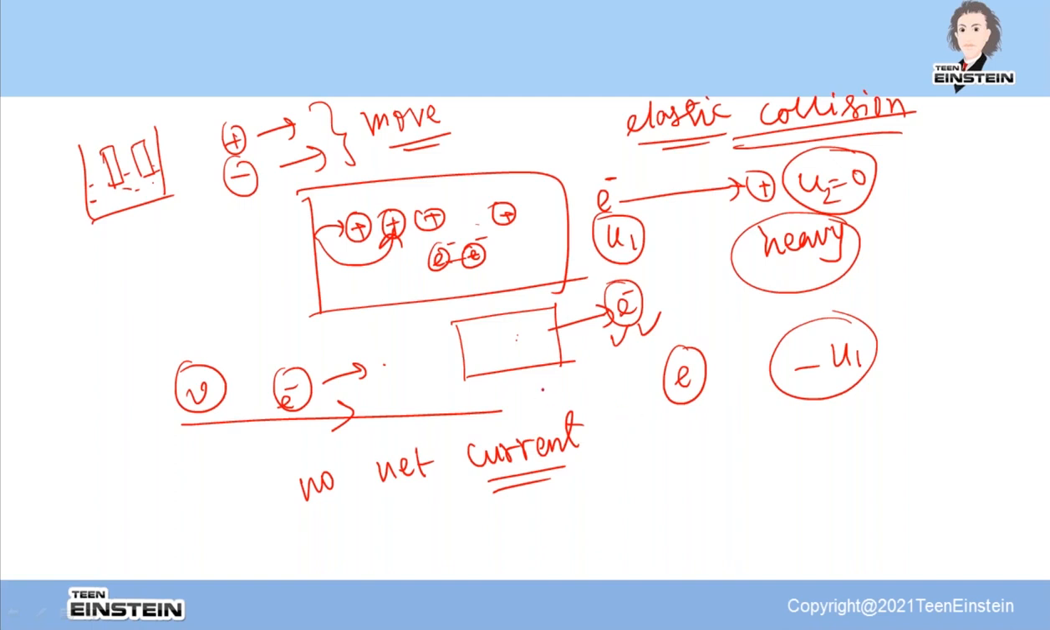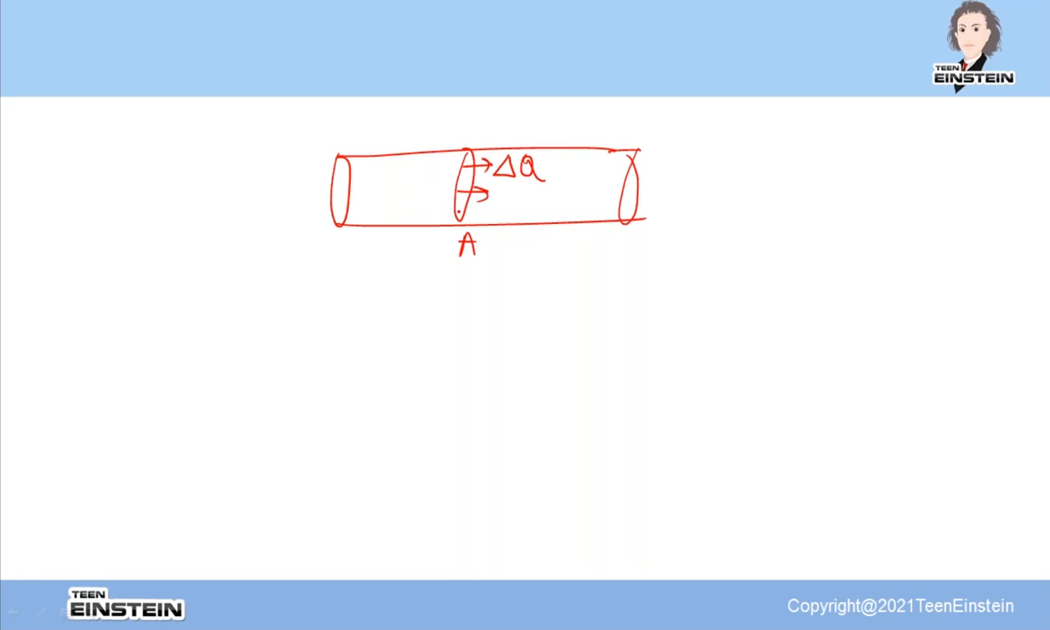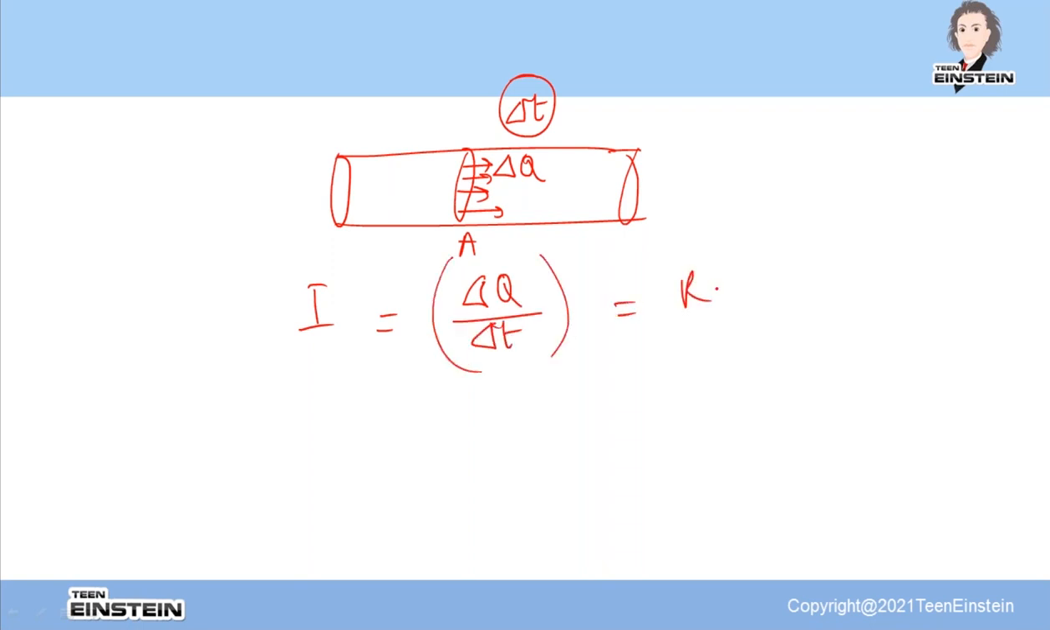So what I was trying to define is what current is. Look here. If I take a cross-section area A, suppose net charge delta Q is flowing normal to the direction of this cross-sectional area in time delta T, then how do I define current? Current will be delta Q by delta T. Actually, this is the rate of flow of electric charges.